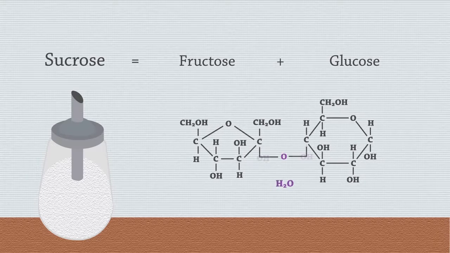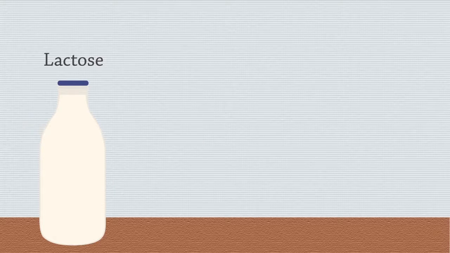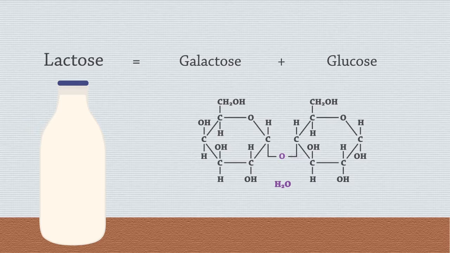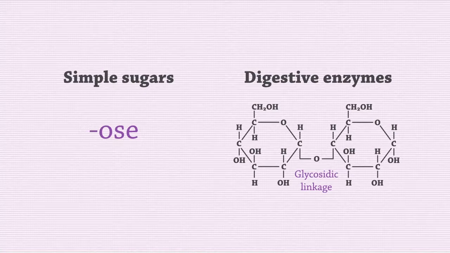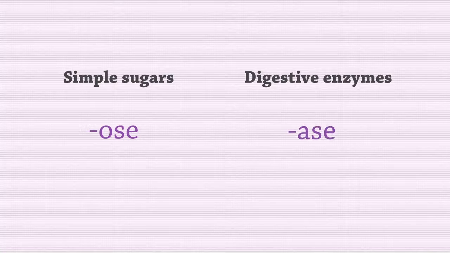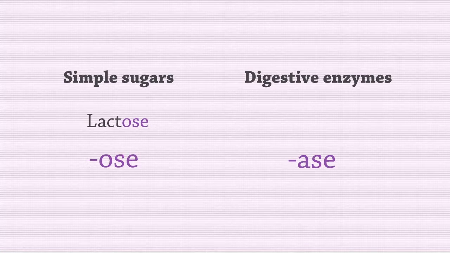Table sugar is actually sucrose, which is a disaccharide formed from fructose and glucose. Lactose, a sugar found in milk, is also a disaccharide formed from galactose and glucose. Have you noticed that all the simple sugars that we've discussed contain the suffix -ose? The enzymes responsible for breaking down the glycosidic linkage in the disaccharides have the same prefix as the disaccharide and with the suffix -ase. People who are lactose intolerant do not have sufficient lactase in their gut. Lactase is the enzyme that digests lactose.